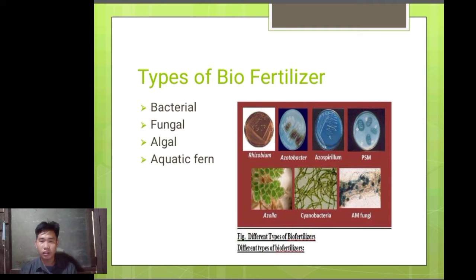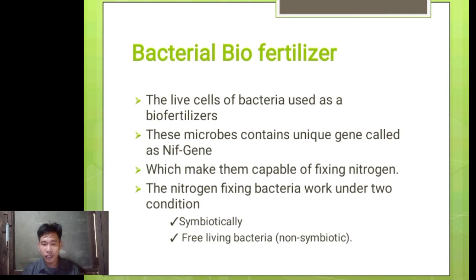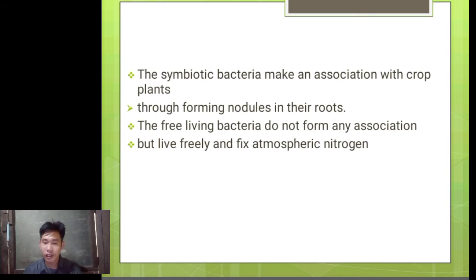Types of biofertilizer: bacterial, fungal, algae, aquatic form. Bacterial biofertilizer. The live cells are used as biofertilizers. Those microbes contain a unique gene called the nif gene, which makes them capable of fixing nitrogen. The nitrogen fixing bacteria work under two conditions: symbiotic and free-living. The symbiotic bacteria make an association with crop plants through forming nodules in their roots. The free-living bacteria do not form any association but live freely and fix atmospheric nitrogen.